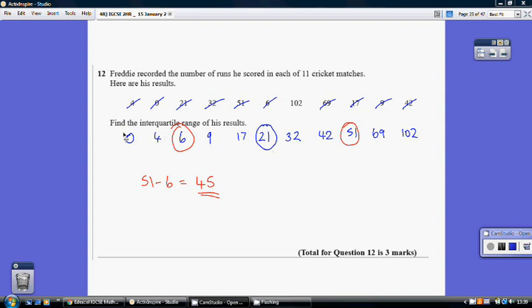I then go and need to find the middle of the numbers before the 21. So what's the middle of these 5 numbers? Well, it's the 6. And then looking at the numbers after the 21, what's the middle of those 5? Well, it's the 51. So the interquartile range is 51, take away 6, which is 45.